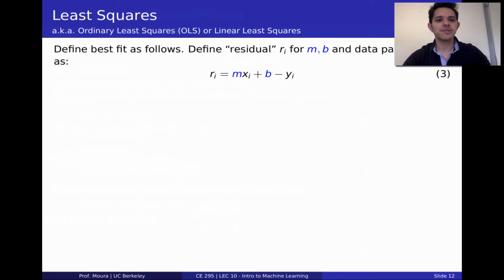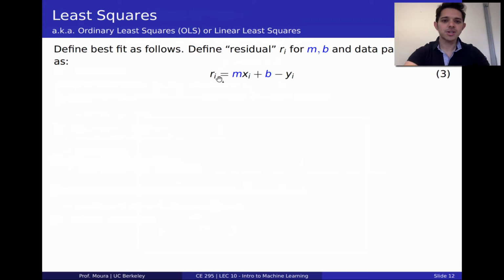So we seek to define the best fit as follows. We're going to introduce this notion of a residual given by Ri for a given set of parameter values m, b and a data pair xi, yi. And this residual is going to be defined as follows. It's going to be what our mathematical model predicts, so this will be mxi plus b. This is what we would predict yi to be with our model. And then we subtract from that what our data says y is.